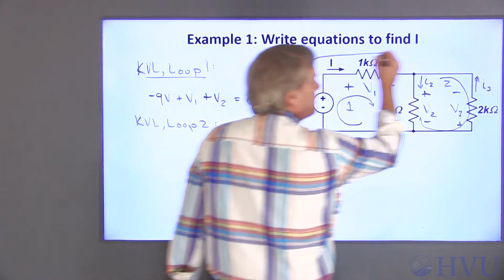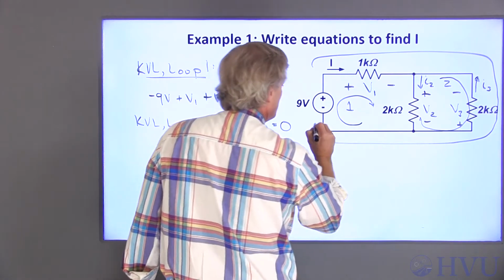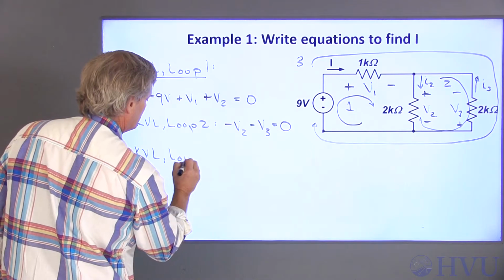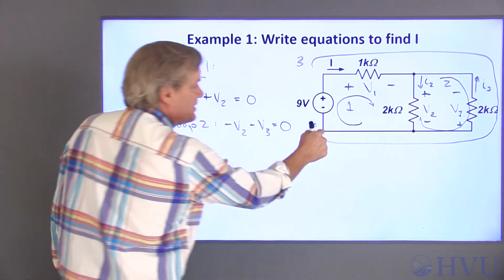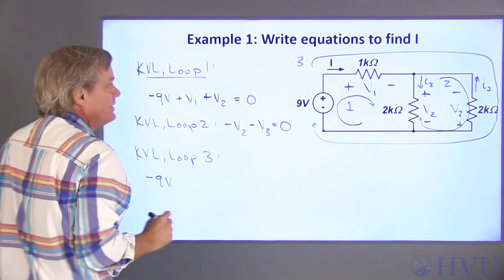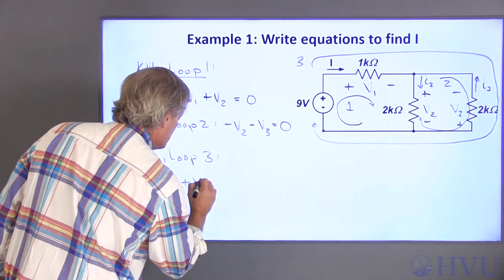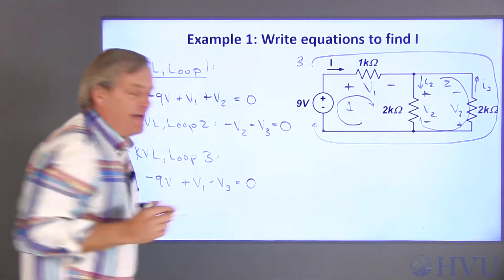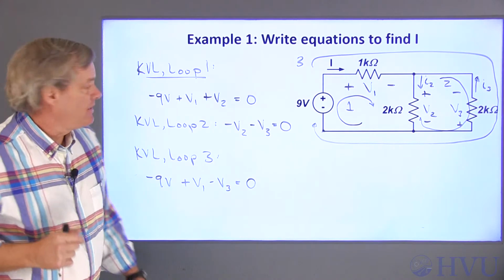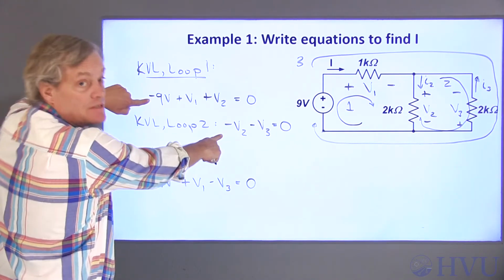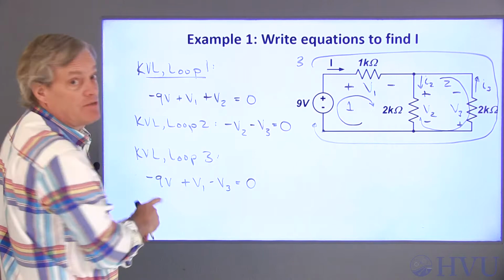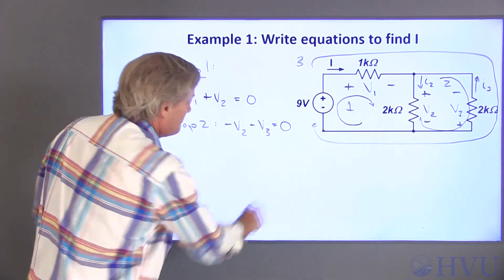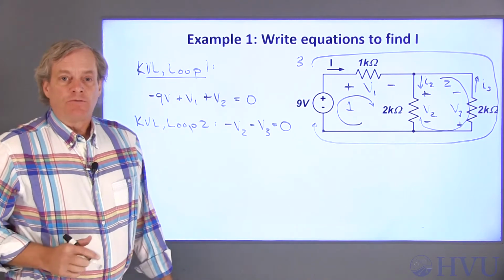I could also loop around this entire outer loop here, loop 3, say. If I start down here, I have a negative 9 volts, I have a positive V1, and I have a negative V3. Sadly, this isn't an independent equation. If I add this equation to this equation, the V2s will cancel out and I'll get this equation. This equation isn't helpful. That's all my options for KVL.